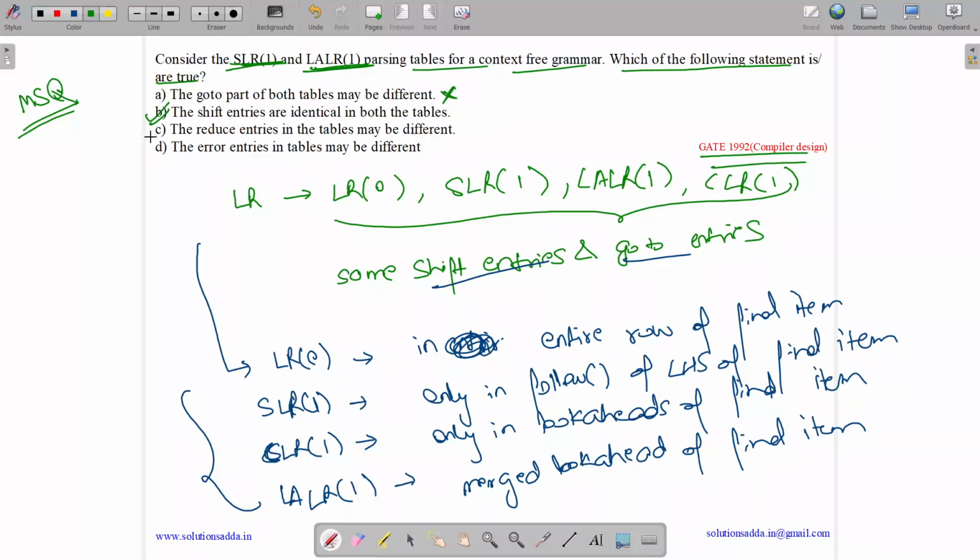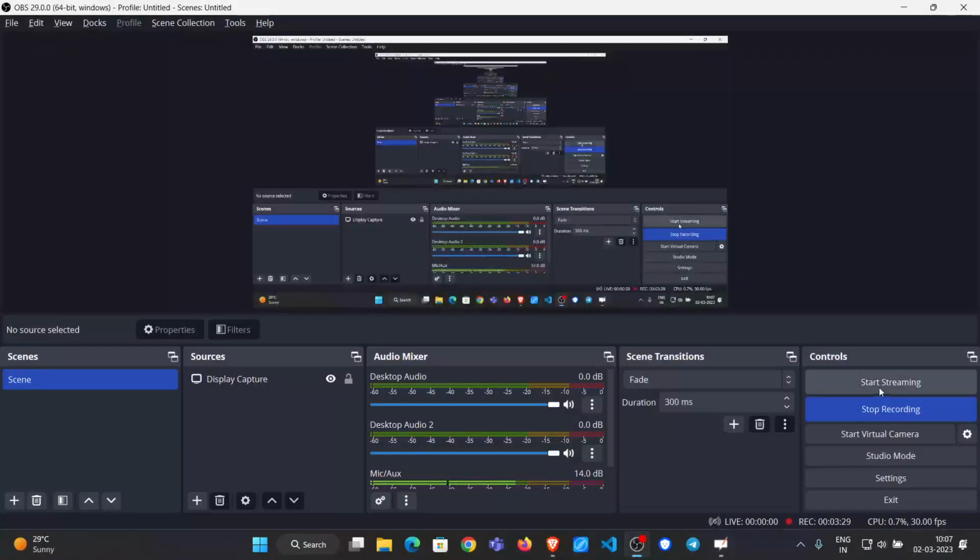Reduce entries may be different. Yes, we can have different reduce entries because in SLR1 we place the reduce moves only in the follow of the LHS of the final item, and in LALR1 we place the reduce moves in the merged lookahead of the final item. Thus, reduce entries may be different. The error entries will also be different. Why will error entries be different? Because of conflicts. So the answer is options B, C, and D.